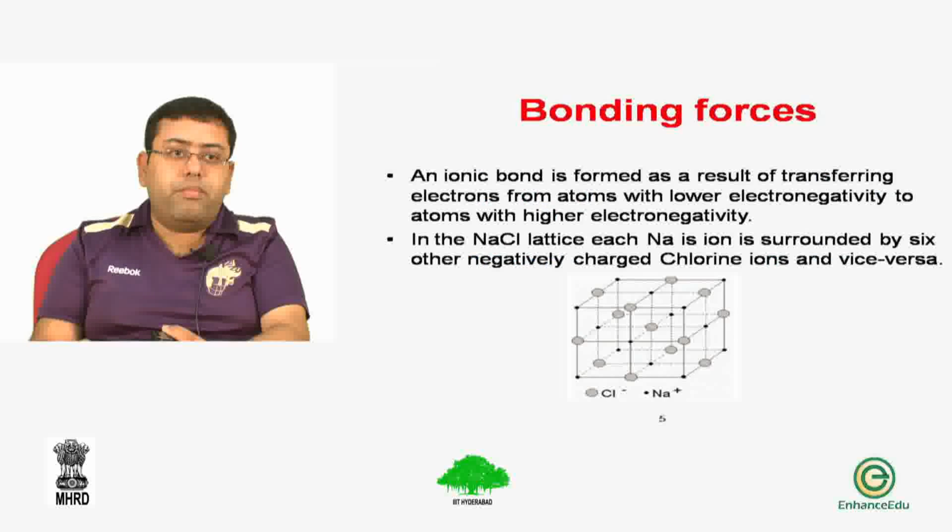So the atoms or the ions are packed together tightly with the help of electrovalent bond, when an electrostatic force of attraction acts between the ions to hold them very tightly together. For example, in case of an NaCl lattice, each Na+ ion is surrounded by 6 other negatively charged Cl- ions, and vice versa.